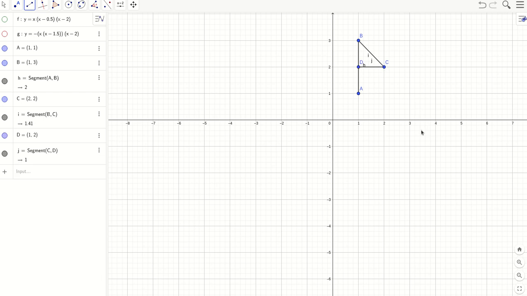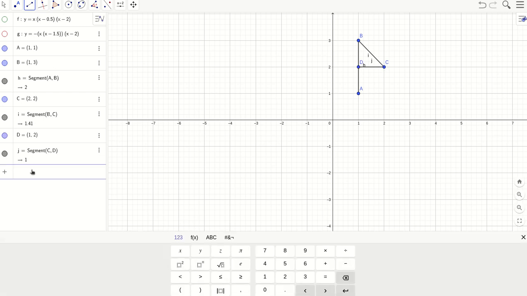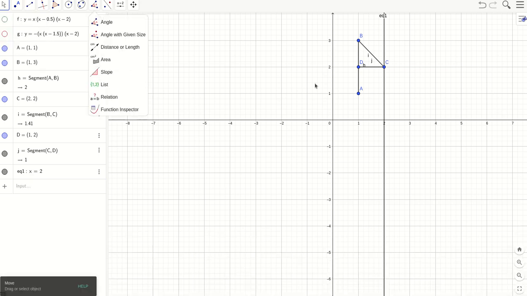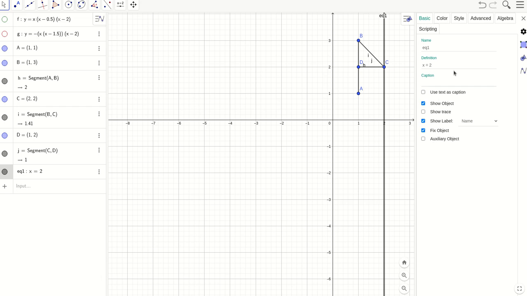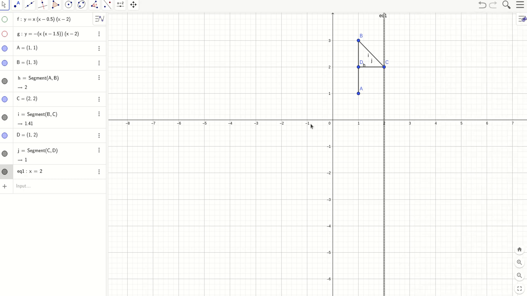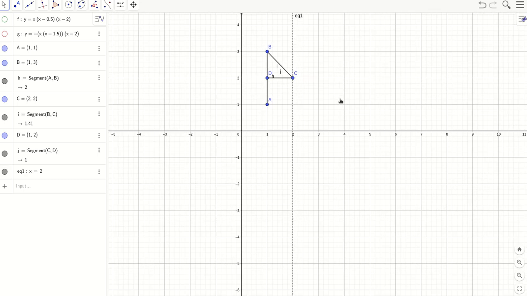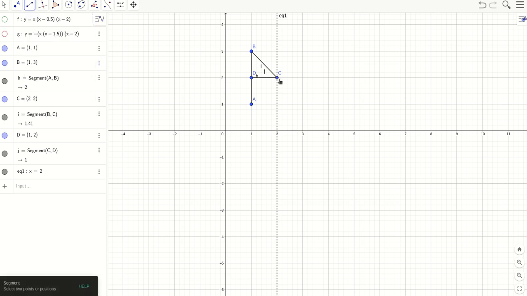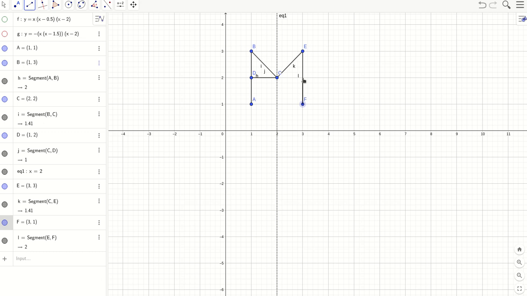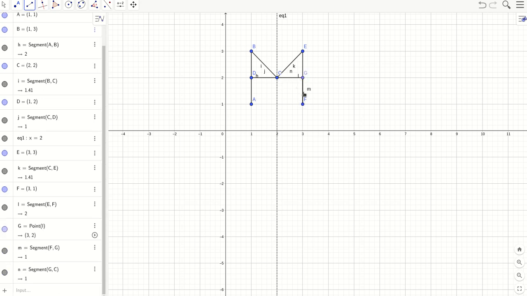If we wanted to reflect that in the line x equals 2, let's put the line x equals 2 on here. Okay, and then let's just make it look a bit nicer. One second, won't take a moment. Cool. Okay, so there's a line x equals 2. Everybody knows where that flag's going. Obviously, it's not exactly difficult to see. It ends up here.